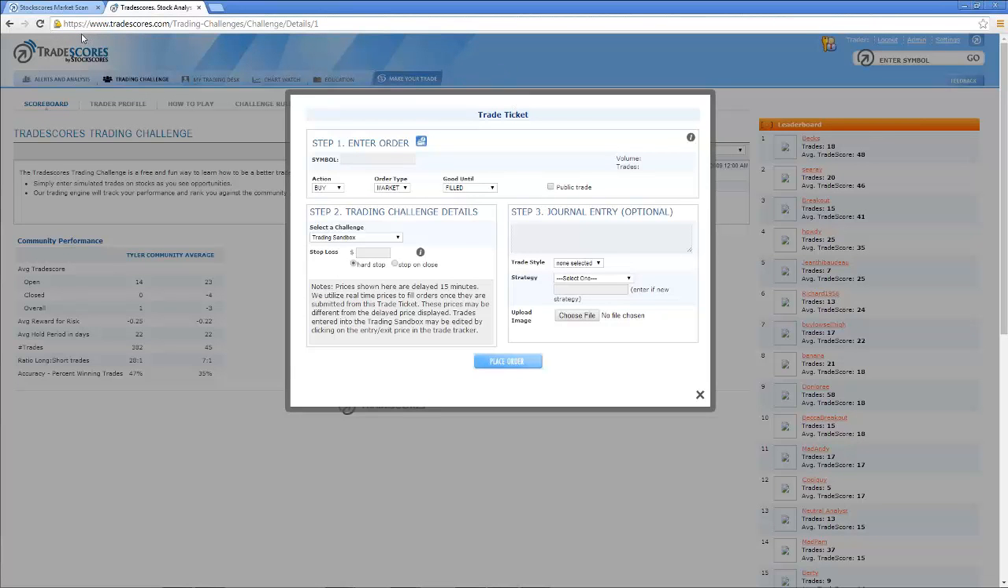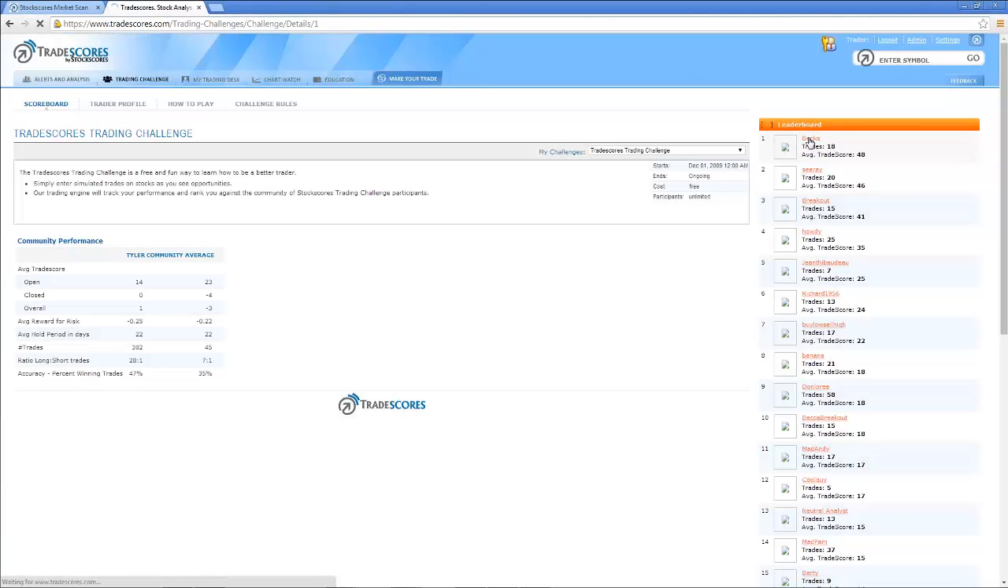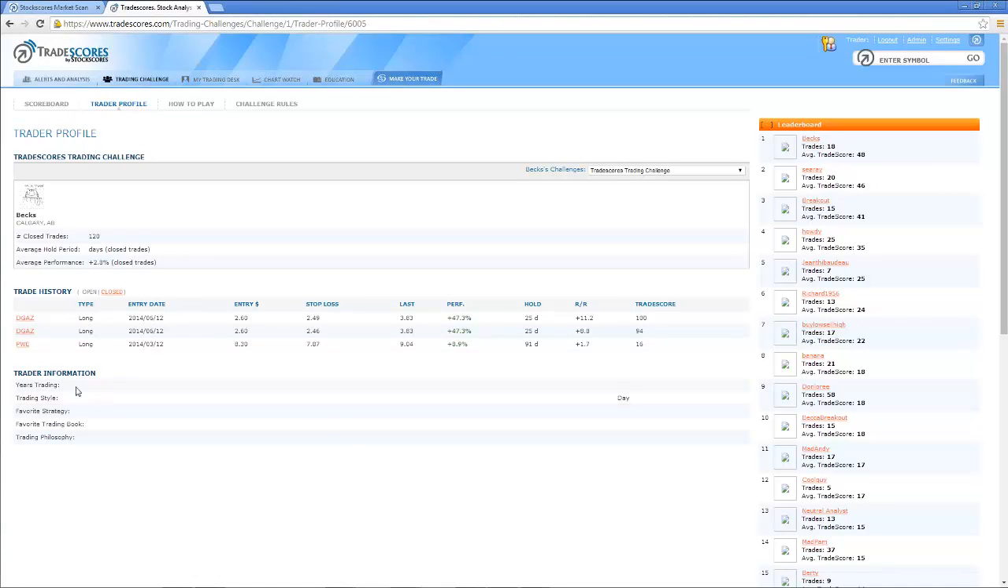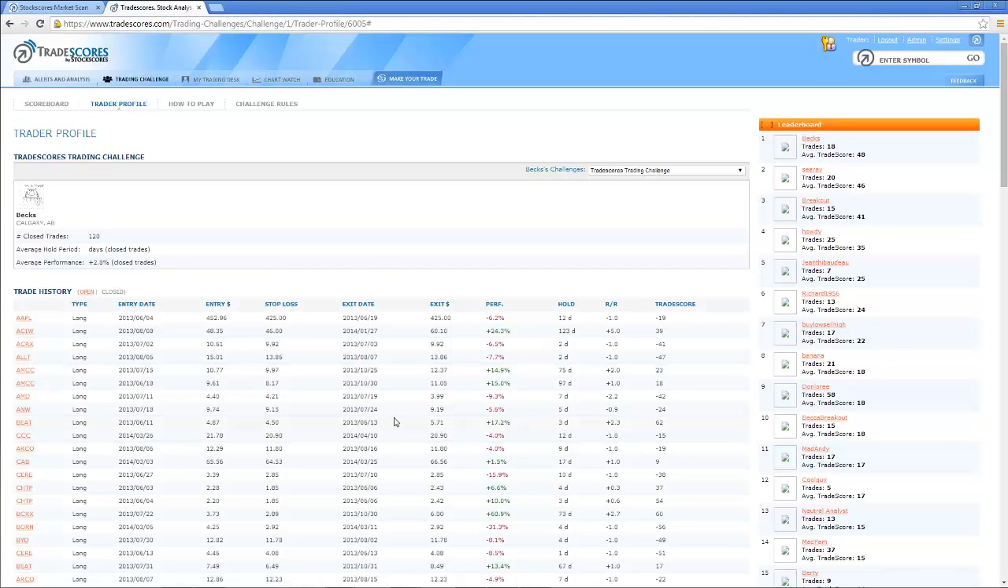Just go register at tradescores.com, and you can do fake trades in there, and it tracks your results and allows you to compete against other traders on the simulator. So we can go into this person's account and see what trades they currently have open, what trades they have closed off, and it really allows you to track your trades in a non-risk fashion. It's free to use, and it's a great way to track your performance over time and practice.